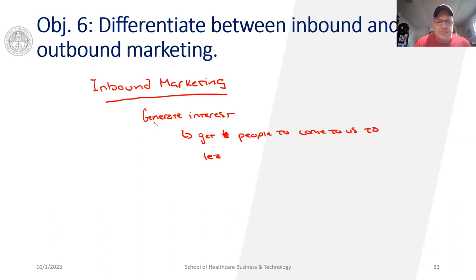We want our people talking about us. We want people to say, after they experience our services at a healthcare organization, you really should go to Dr. So and so, or go to that healthcare organization because they really care and they do really great service. Maybe the environment is great. There's a lot of things about it that helps generate that interest. So really, that's what inbound marketing is about. It's about generating interest to get people to come to us to learn more, visit our website.